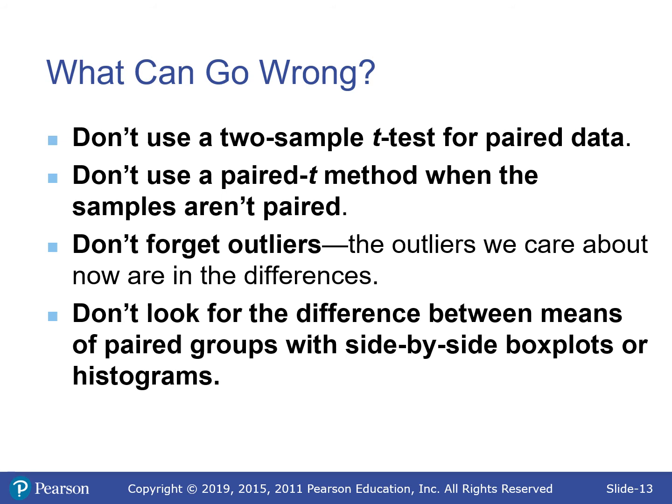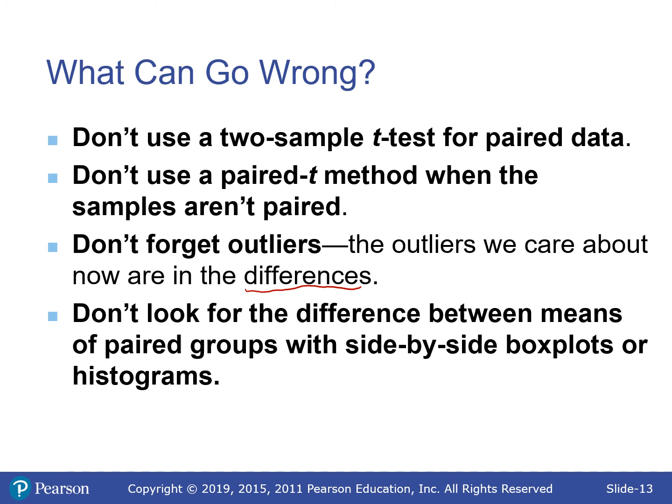Don't use the paired method when the samples aren't paired. So it goes the other way. Two-sample is for when they're independent, paired is for when they're paired. You can't use one for the other, like if it's backwards. Don't forget the outliers, and that's in the differences. So it would be in that histogram that we just saw, where there might be an outlier here. We did not see that at all in those side-by-side box plots. We have to look at only the differences to find the outliers, to find the shape, and stuff like that.